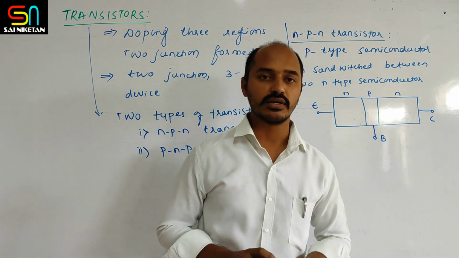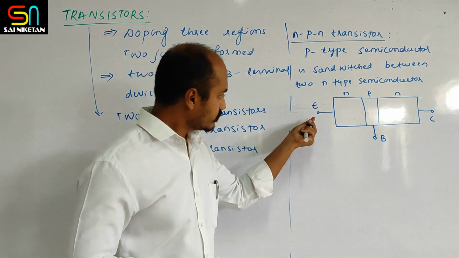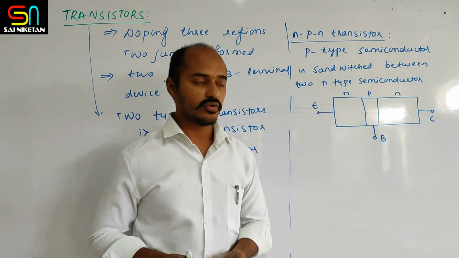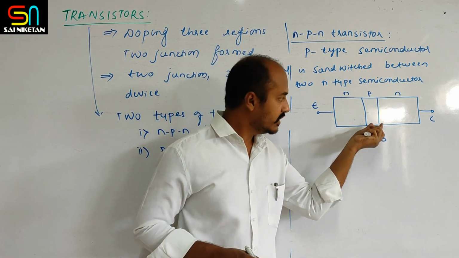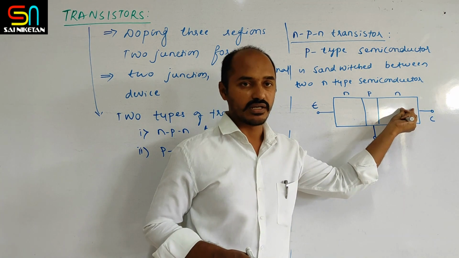We shall see in the forthcoming minutes. So this is the NPN transistor. You can see here a P-type semiconductor is placed between two N-type semiconductors.